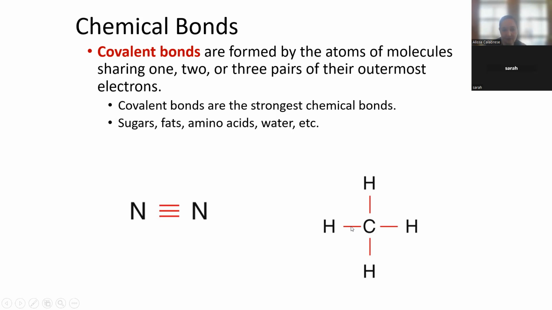Over here, we've got single covalent bonds between carbon and hydrogen, hydrogen, hydrogen, hydrogen. That gives us a methane molecule, right? These lines here indicate that this is a covalent bond. These guys are sharing a pair of electrons. So each line represents one pair of electrons.